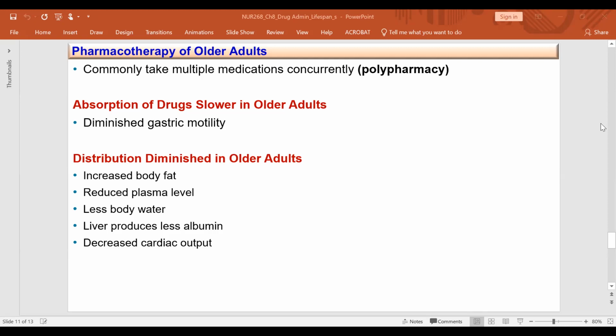Another factor, in addition to the increased percentage of body fat, is decreased total body water. With decreased total body water, water-soluble medications like gentamicin and hydrochlorothiazide, abbreviated as HCTZ, a diuretic medication, will have a higher concentration in the blood, causing intense responses.